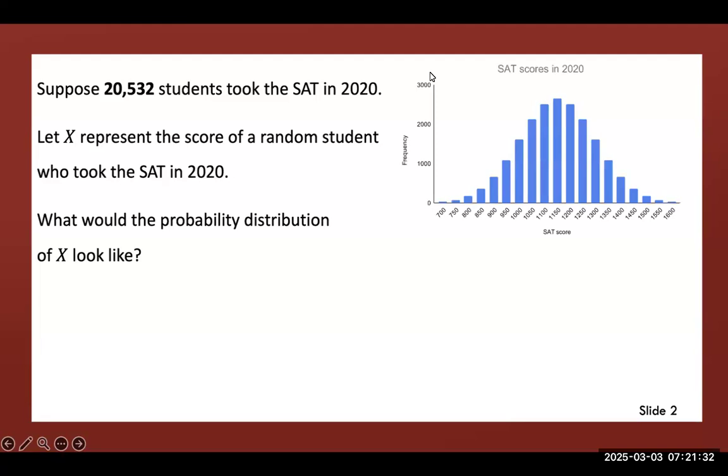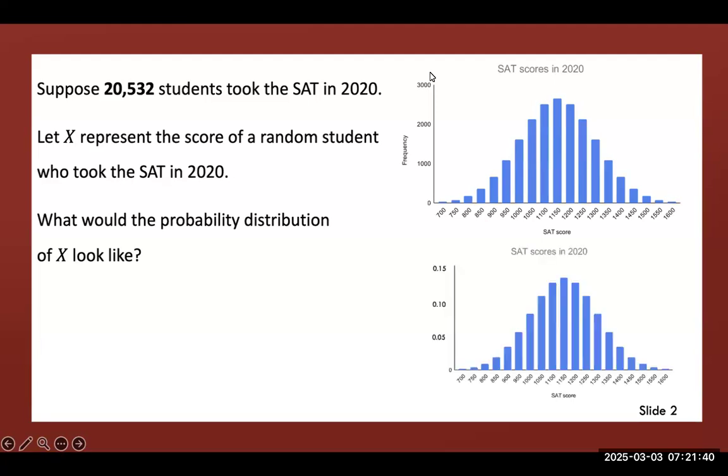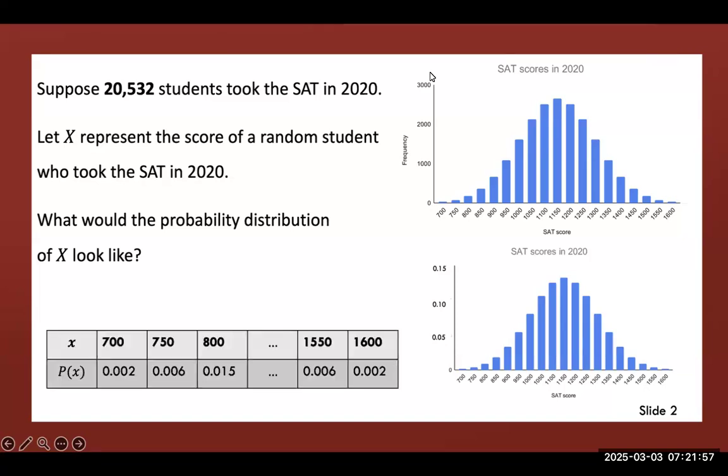Here is a histogram of the scores in 2020 and the frequency of those scores. We can make that into a probability distribution by taking the height of the columns, the number of people who made a certain score, and dividing by the total. There was 20,532 students. And a probability distribution can be this histogram on the right, or we can write out all of the probabilities in a chart.